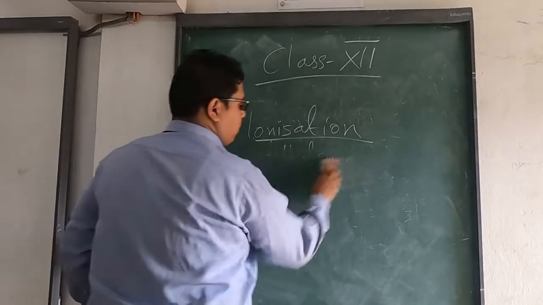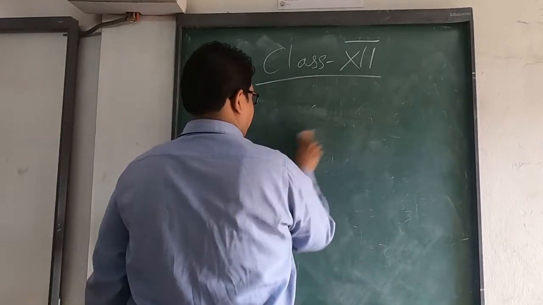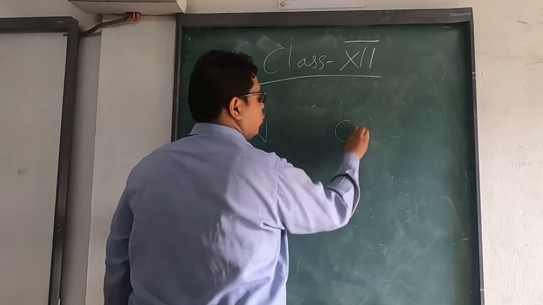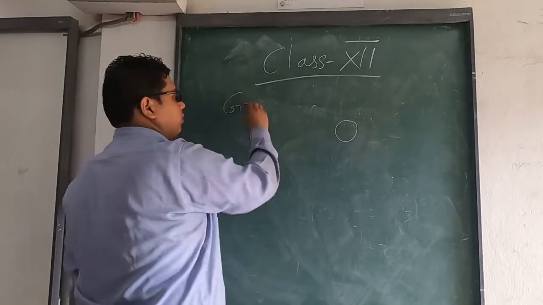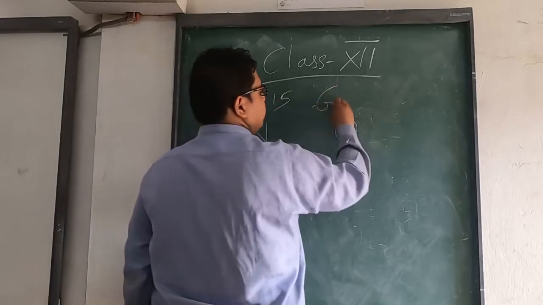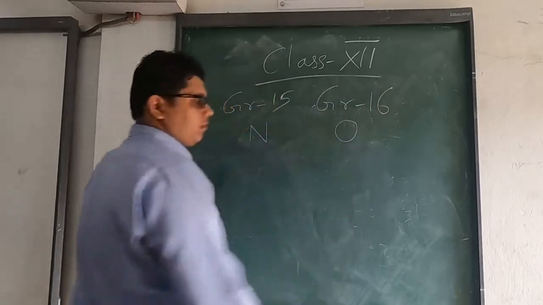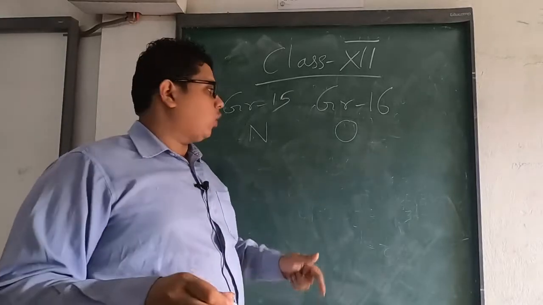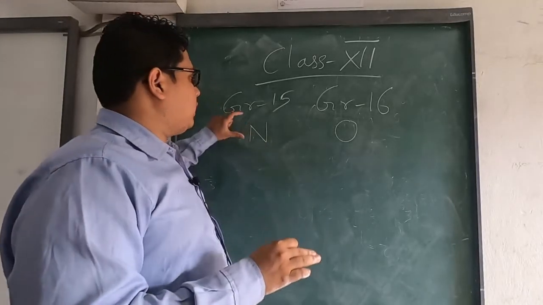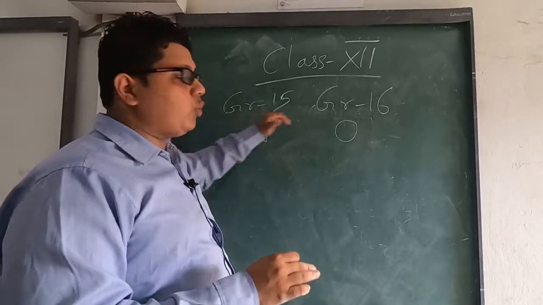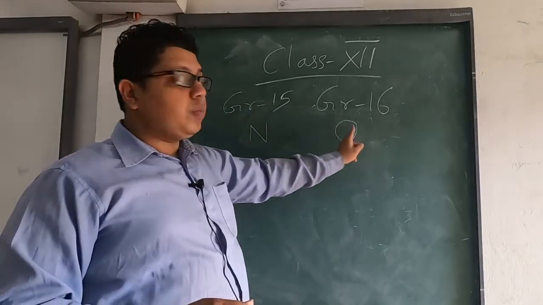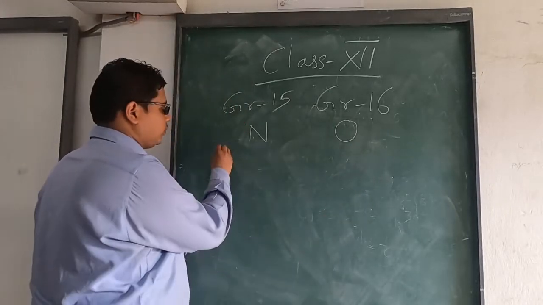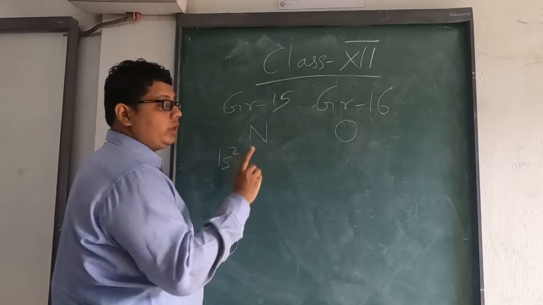Let us see this part. See nitrogen, and we compare it to oxygen. This is group 15, this is group 16, right? Group 15 is coming before group 16, so the ionization enthalpy should be more here, but it is not so. Why is that not so? It is because of the electronic configuration.